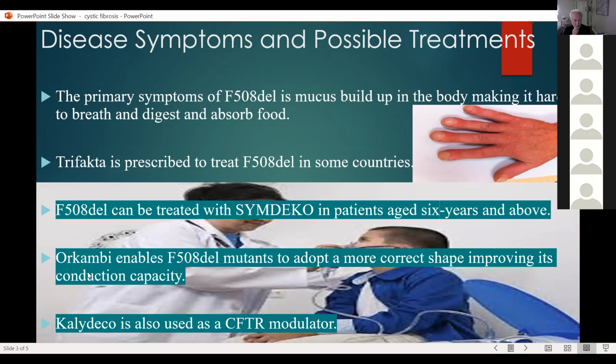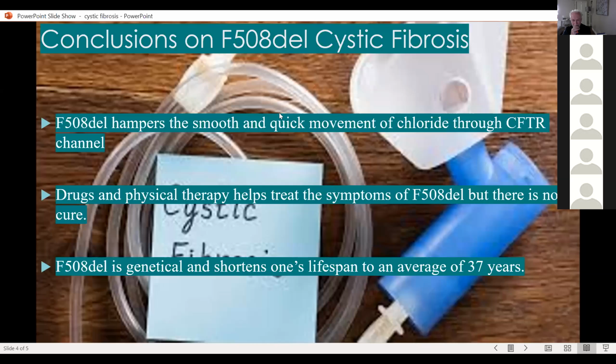Symdeko is a combination of tezacaftor and ivacaftor. The other treatment is Orkambi, which enables this mutation to adopt a more correct shape, improving its conduction capacity. This drug combines lumacaftor and ivacaftor and improves the protein's ability to move chloride ions. And the last one is Kalydeco, which is also used as a CFTR modulator.